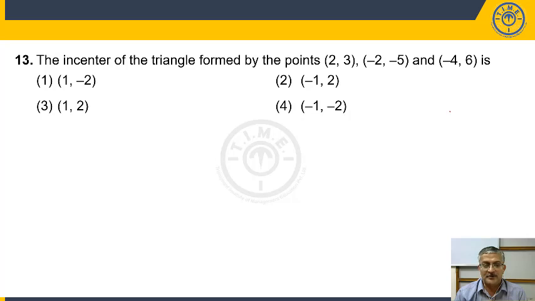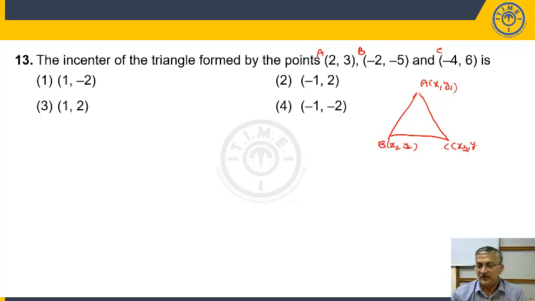So look at this problem. The incenter of the triangle formed by the points. Assume here this is A, this is B, this is C. What is the incenter of the triangle formula? A (x1, y1), B (x2, y2), C (x3, y3) are the 3 vertices. The BC length is always denoted by small a. The AC length is denoted by small b. The AB length is denoted by small c. So what is the incenter formula?